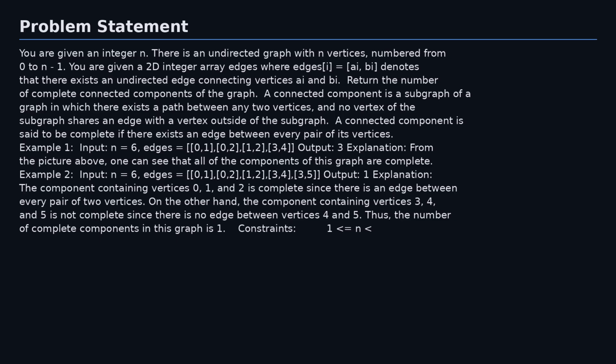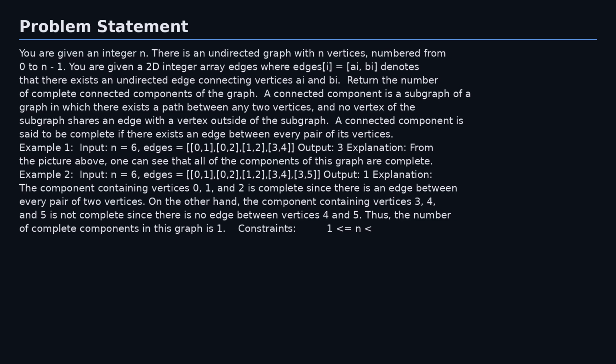The problem statement asks us to count the number of complete components in a given graph. A complete component is a subgraph where every pair of vertices has an edge between them. We're given a number of vertices and a list of edges. And we need to find the count of complete components in this graph.